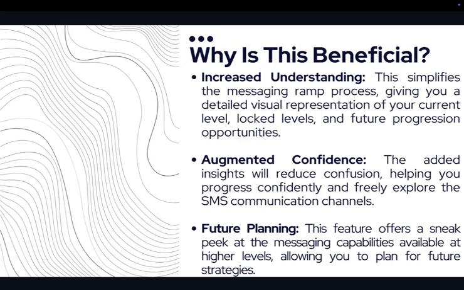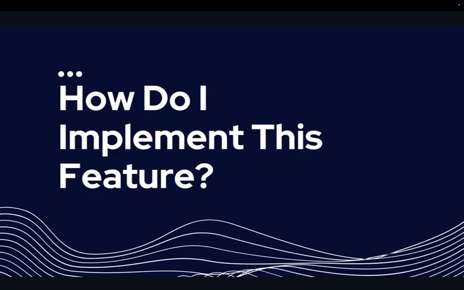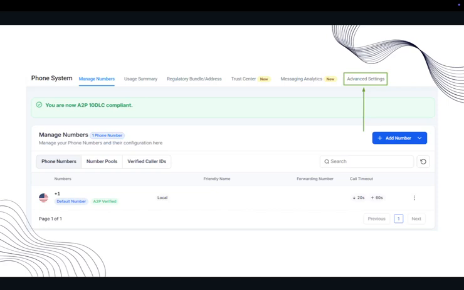This will allow you to confidently make decisions on scaling your SMS communications up and the future steps to follow. And you might be wondering, how do I implement this feature? First, navigate to the Advanced Settings tab of your phone number section in your account settings.